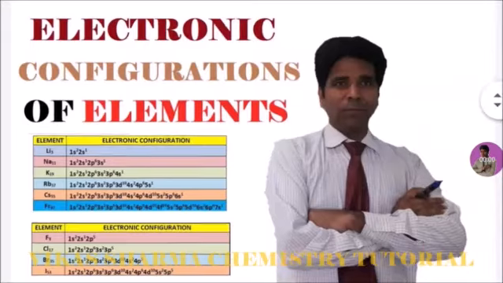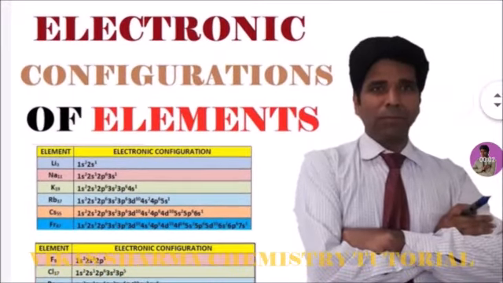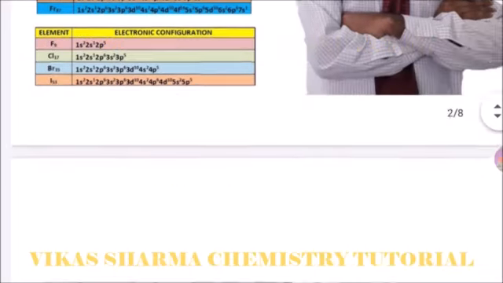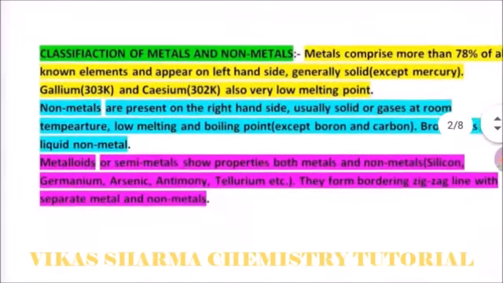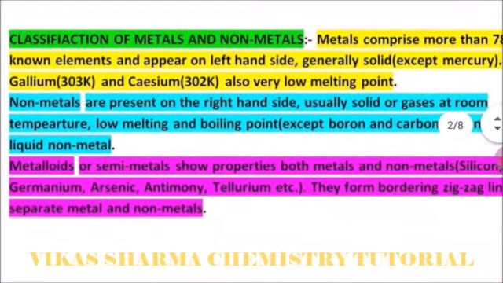Dear student, good morning. Today's topics are electronic configurations of elements and the drawbacks and advantages of the modern periodic table. So let me start with the classification of metals and non-metals.